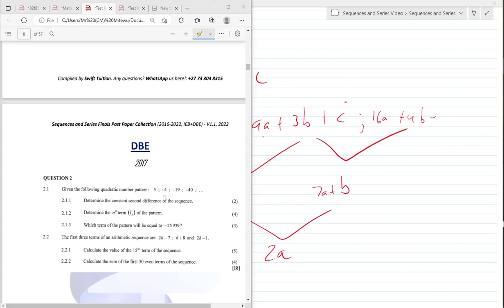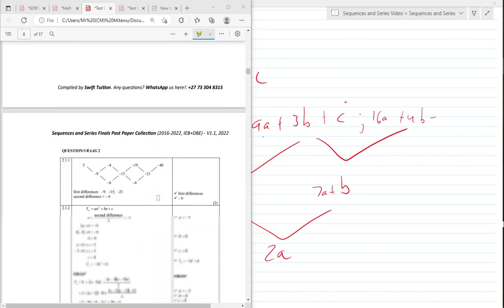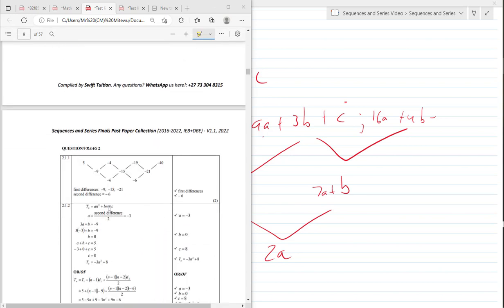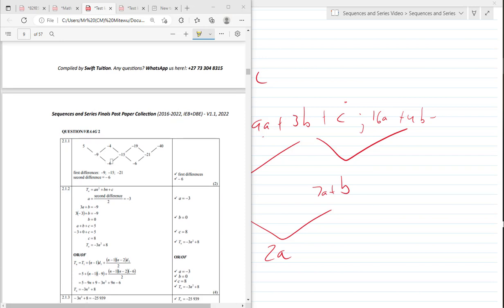In the case of this example, we find the first difference and then we find the second difference, and here we have it. Okay, so this is -6, -6, -9, -15, -21. Now, when you're asked to find the equation of this sequence, obviously we can't have an equation that says a n squared plus b n plus c. That's not a good general formula.